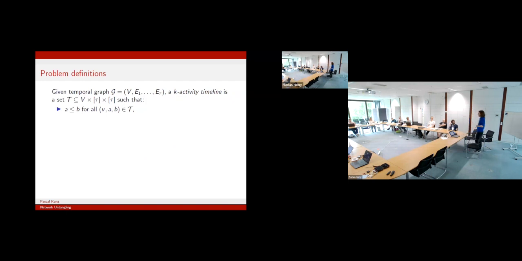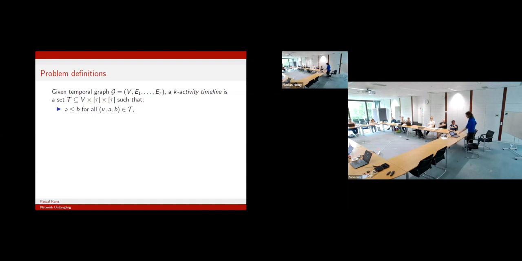Just to repeat a little terminology, it's basically going to be the same as this morning. We have a temporal graph, so just a vertex set and a set of edges on this set of vertices, and we call it a K activity timeline. We just have tuples like this: a vertex, a starting time and an end time. And we want the starting time to be before the end time.